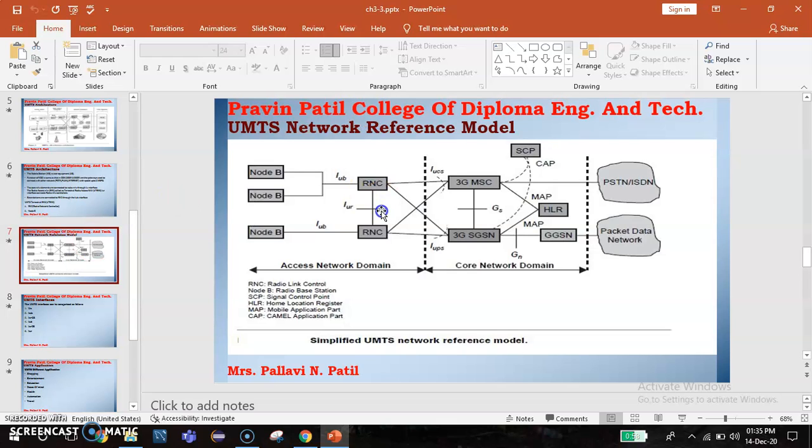Iur. This is the Iur interface. The primary purpose of the Iur interface is to support inter-MSC mobility. When the mobile subscriber moves between areas served by different RNCs, the mobile subscriber data is transferred to the new RNC via Iur. The original RNC is known as the serving RNC, and the new RNC is known as the drift RNC. The main signaling protocol used is the Radio Network Subsystem Application Part. There is no equivalent interface in the GSM and GPRS network.